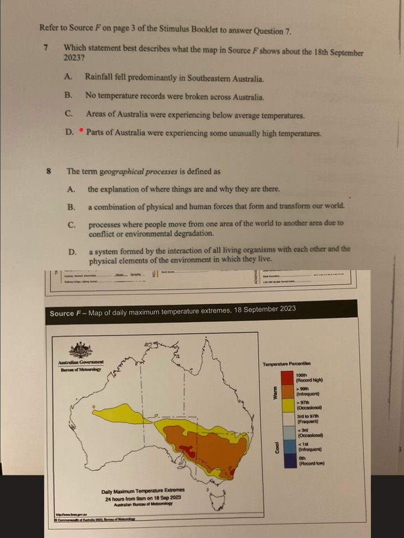Parts of Australia were experiencing some unusually high weather conditions. So you're probably looking at that orange and all of this orange here. The term geographical processes, this is spatial distribution. This is correct, a combination of physical forces. So this is that bushfire that you had in source A. This one here is involuntary migration or displacement, and this is an ecosystem. So this is B and this is D.